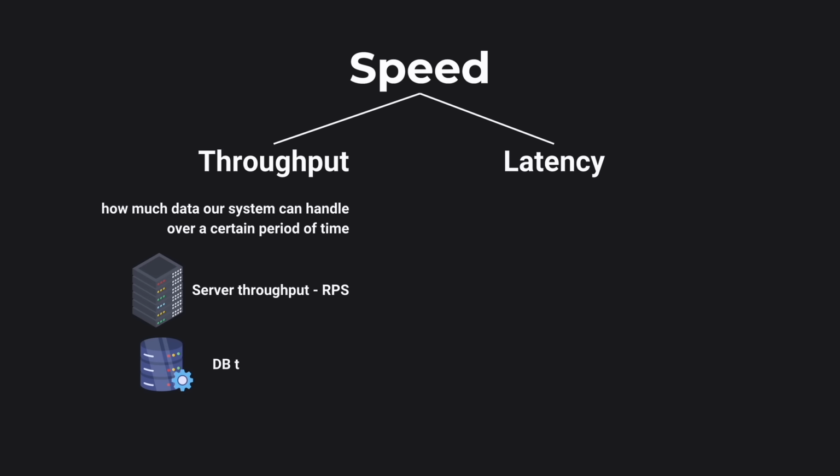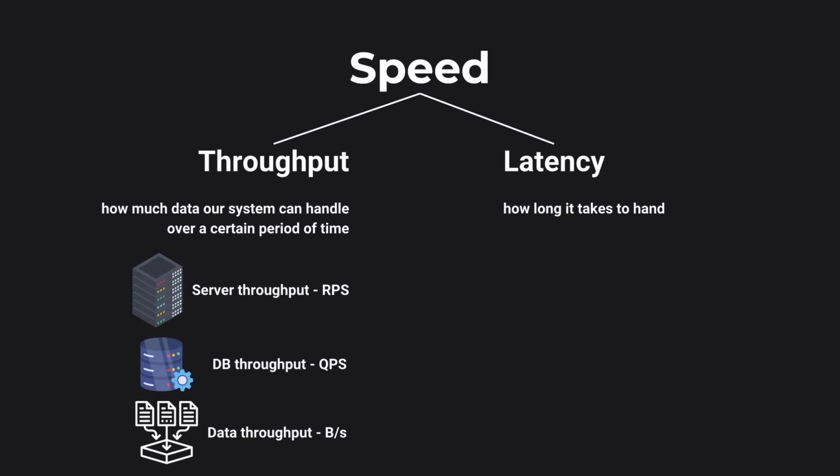We have database throughput, which is measured in queries per second. This quantifies the number of queries a database can process in a second. Like server throughput, a higher QPS value usually signifies better performance. And we also have data throughput, which is measured in bytes per second. This reflects the amount of data transferred over a network or processed by a system in a given period of time.